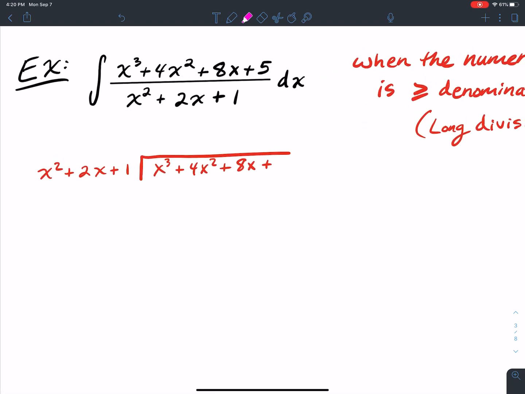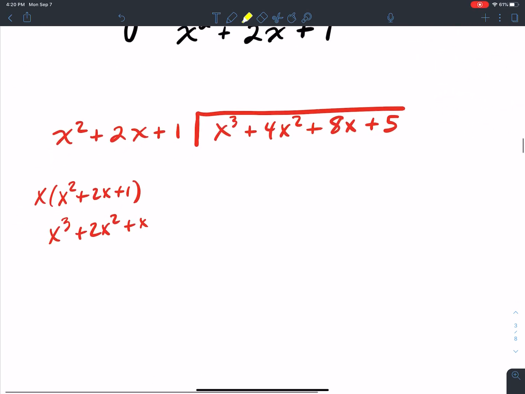So what can I multiply by x squared to get x cubed? Well, I can multiply that by x. And if I distribute through, I get x times x squared is x cubed, x times 2x is 2x squared, and x times 1 is x. Okay, so I'm going to put an x up top here to represent that x that I multiplied by. I'm lining up the constants and the linear terms together. I don't have any squares or x cubes, so I'm going to write this out underneath.